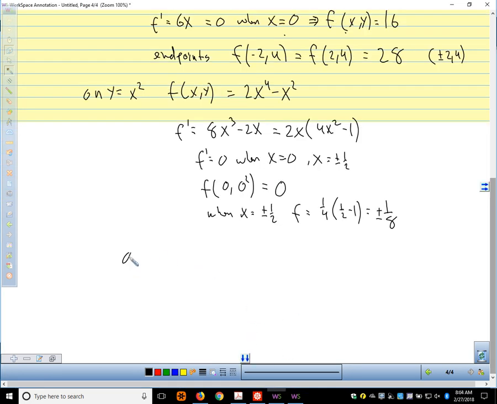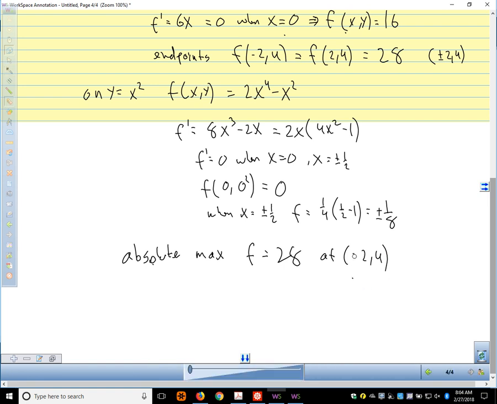So our absolute maximum is f equals 28 at plus or minus 2 comma 4. And f equals negative 2 at 0, 1. Yes, absolute minimum.